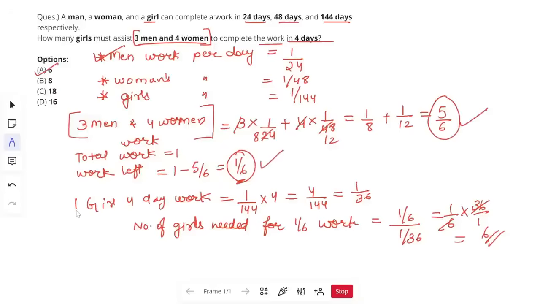Then we are told that the girls need to complete in 4 days, right? So one girl in 4 days can do how much work? 4 by 144, which simplifies to 1 by 36. Then we have taken the total work divided by this value, which is 1 by 36. Finally, we have got the value as 6. Hope you have understood it. Let's now move on to the next question.